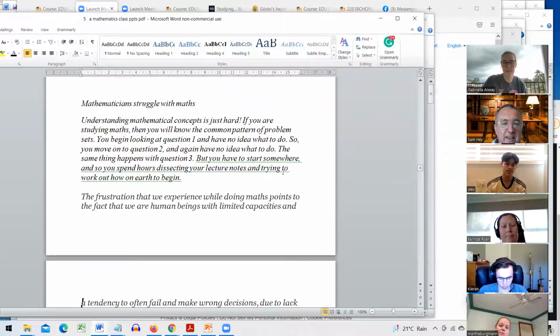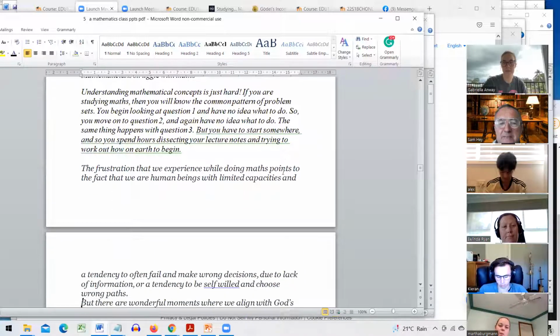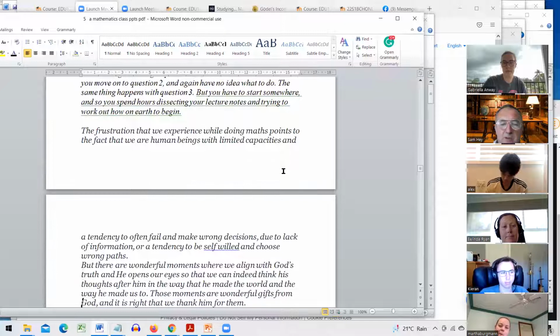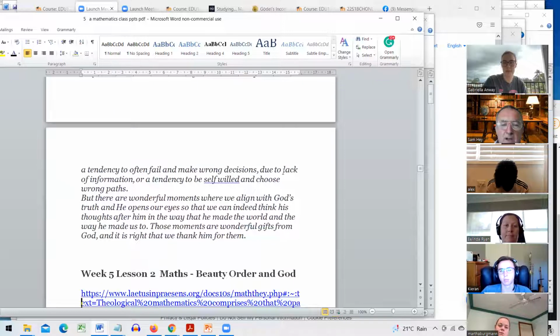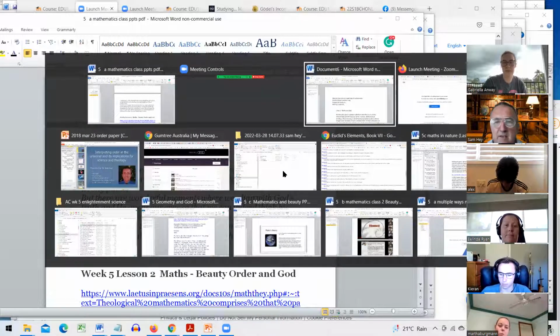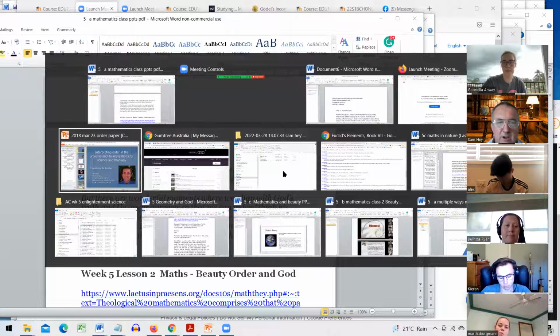So even mathematicians struggle with maths. The point is maths can sometimes be hard, just like sport can be hard, just like music can be hard. So to do well with maths, you need to recognise that there are a range of challenges that you may face.